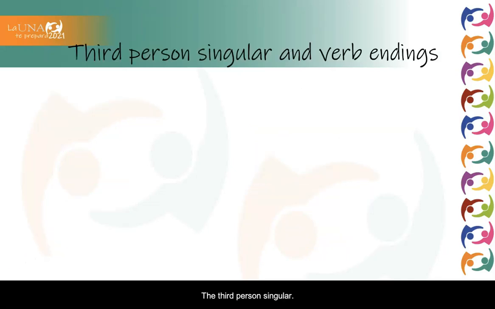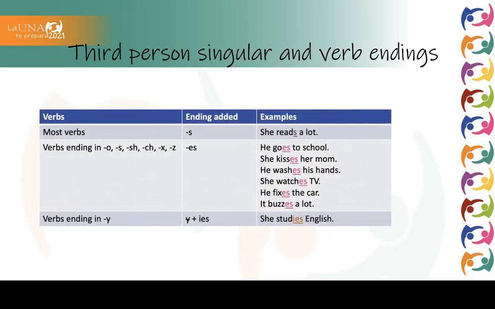The third person singular behaves in different ways, and as you could see, we need to add an S at the end with most verbs. Here you have a table that illustrates the way to identify what to add to the different verbs. Most of them would need an S. For example, she reads a lot. With verbs ending in O, as in go, he goes to school.